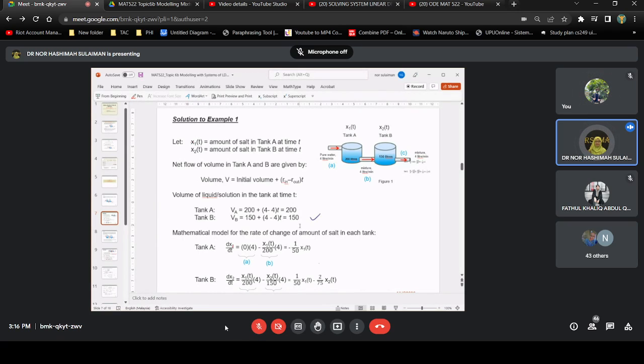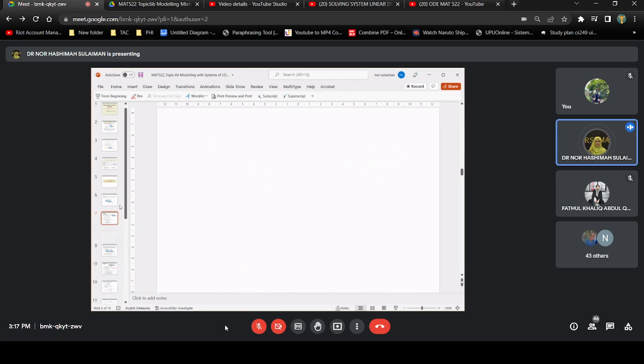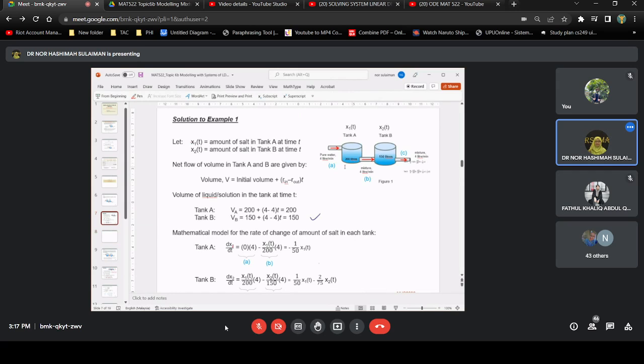Boleh, alright. Okay, sekarang kita nak dapatkan model ni. Macam mana kita nak create the model? Okay, so saya copy rajah ni. Alright, saya copy rajah ni.